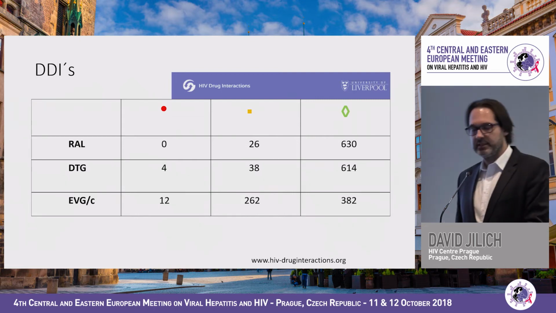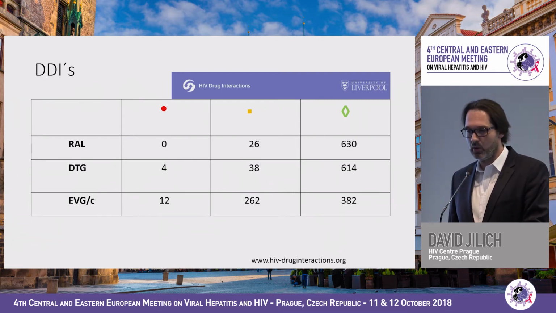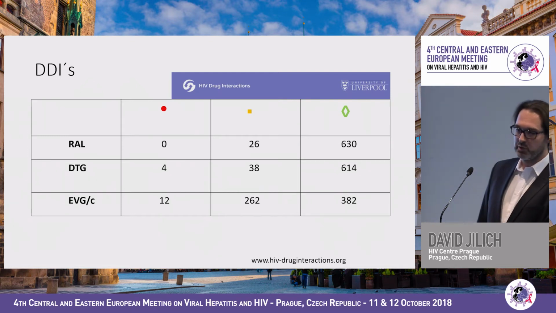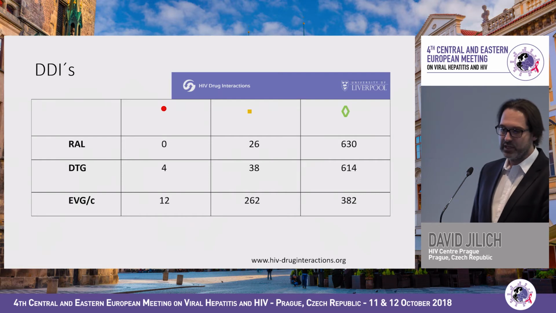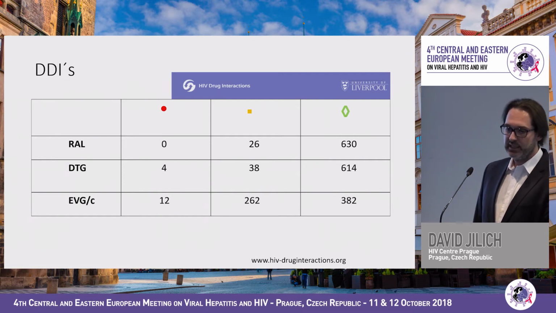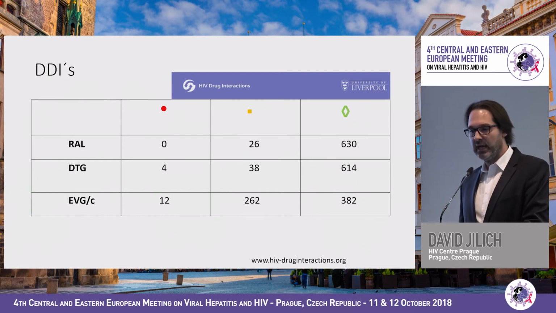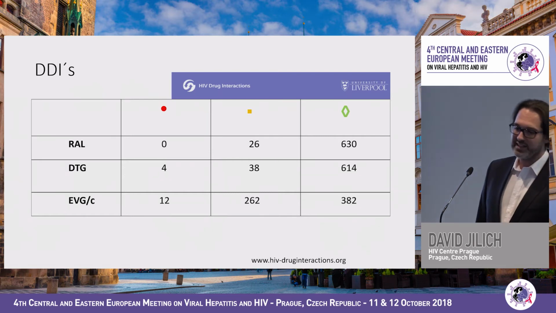There is no doubt that DDIs play a huge role in our clinical practice, and coming back many times today to the Liverpool database, you can see this figure comparing the potential to cause DDIs in a group of the three integrase inhibitors, raltegravir, dolutegravir, and elvitegravir used together with cobicistat as a booster. I've used this slide to show that not always automatically the newest drug is the best one in all aspects.